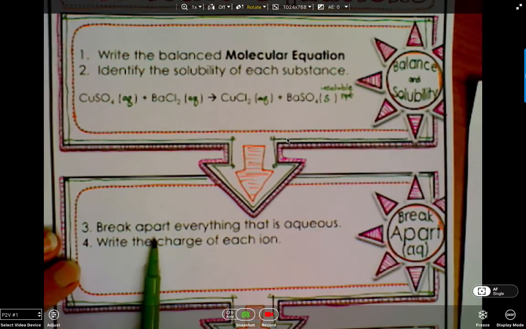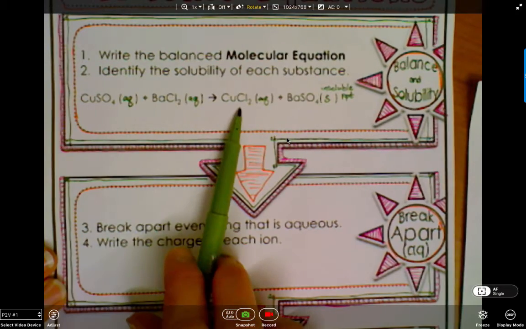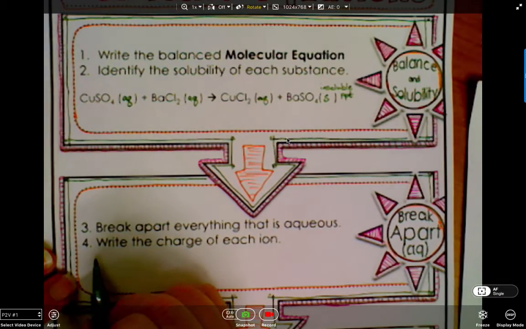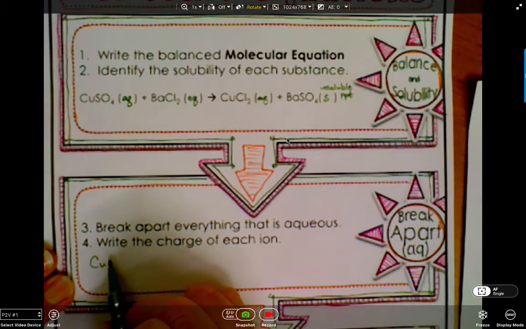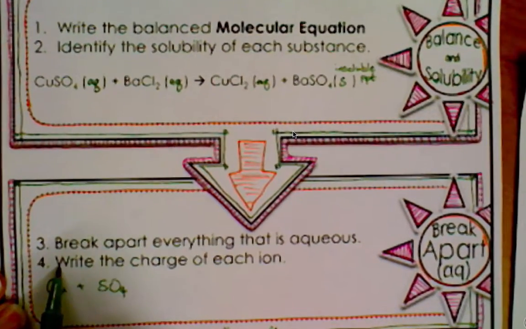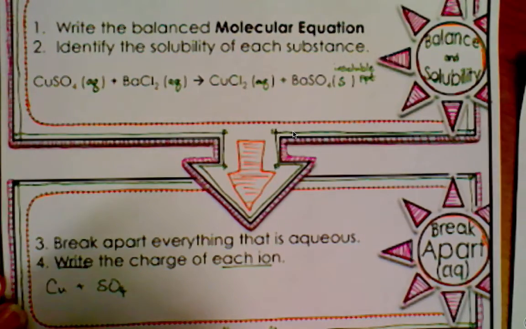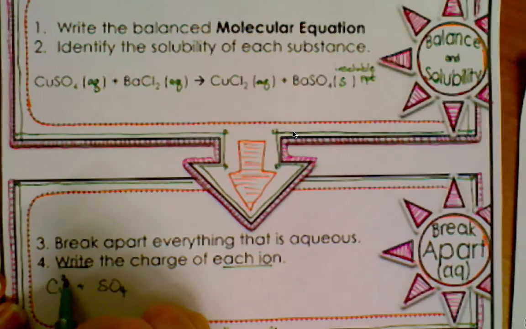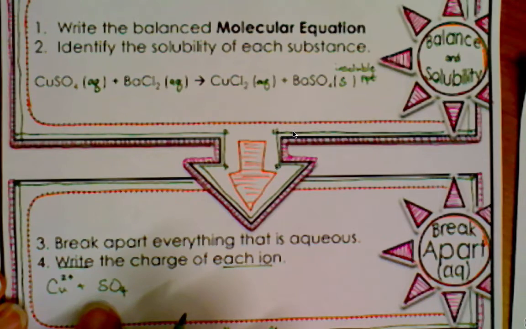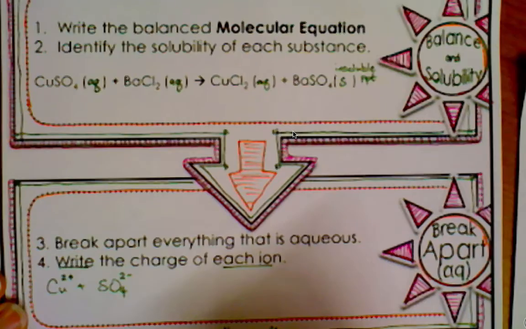Our next step is to break apart everything that is aqueous. So that would be these first 3 substances. They're all aqueous. We're going to break them apart into the ions that they were formed from. So the copper and the sulfate get broken apart. On each of the ions, we have to write the charge so that we show them in their ionic form. Without a charge, they're not ions, they're atoms. So copper is copper 2 because sulfate has a -2 charge.